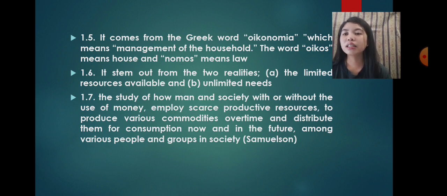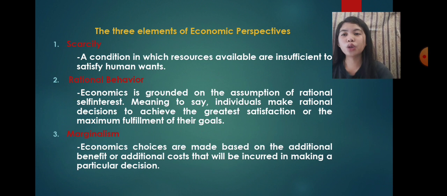Then next, it is the study of how man and society, with or without the use of money, employs scarce productive resources to produce various commodities over time and distribute them for consumption now and in the future among various people and groups in society. It is according to Samuelson. There are three elements of economic perspectives. What are those? First is scarcity, and then rational behavior and marginalism.